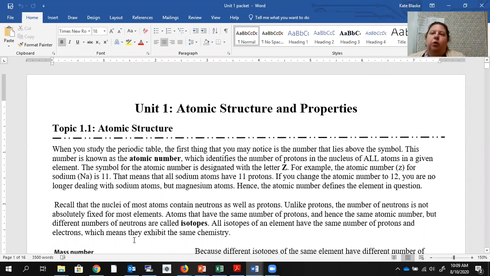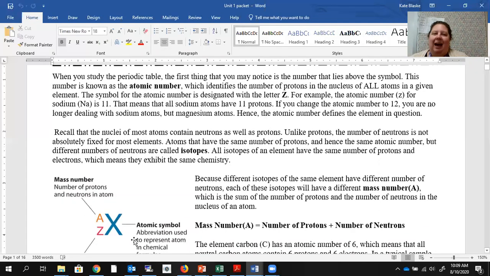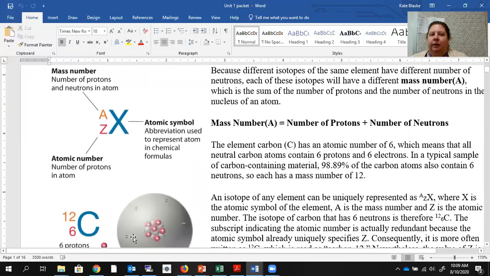Now hopefully you remember that protons and neutrons are in the nucleus, electrons are around the nucleus, that we can write out the representation of our atoms based on atomic symbol, atomic number, and mass number. So mass number is the number of protons and neutrons. The atomic number is the number of protons. This is how those elements are arranged on the periodic table. And the atomic symbol there is the 1 or 2 letter abbreviation for that element.